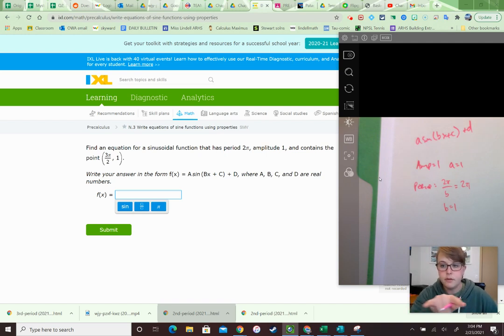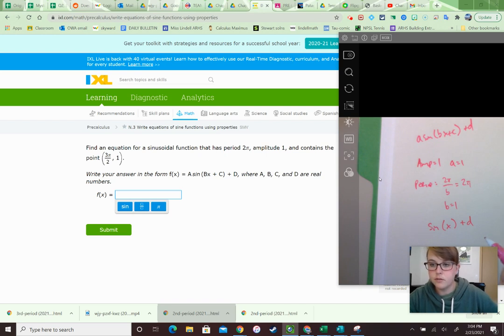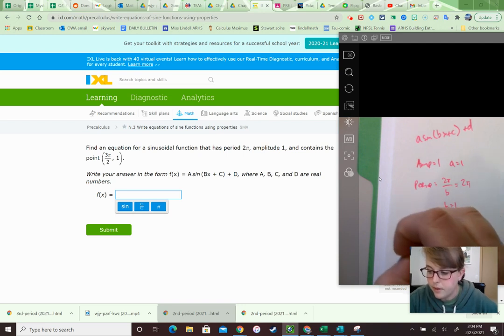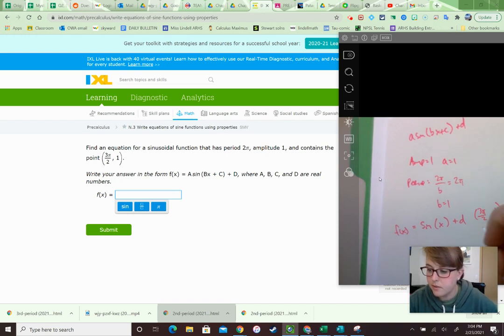From here, though, figuring out how to use the point, what I would then do is plug in A and B. So we get sine of x. I'm going to leave c out of it for a moment. You can use c or you can use d here. I'm going to use d instead of c because that's a little bit easier. And then that's equal to f of x. And we're given this point, 3 pi over 2, 1. So what I would do then is plug this in for x and this in for f of x. So we get 1 equals sine of 3 pi over 2.